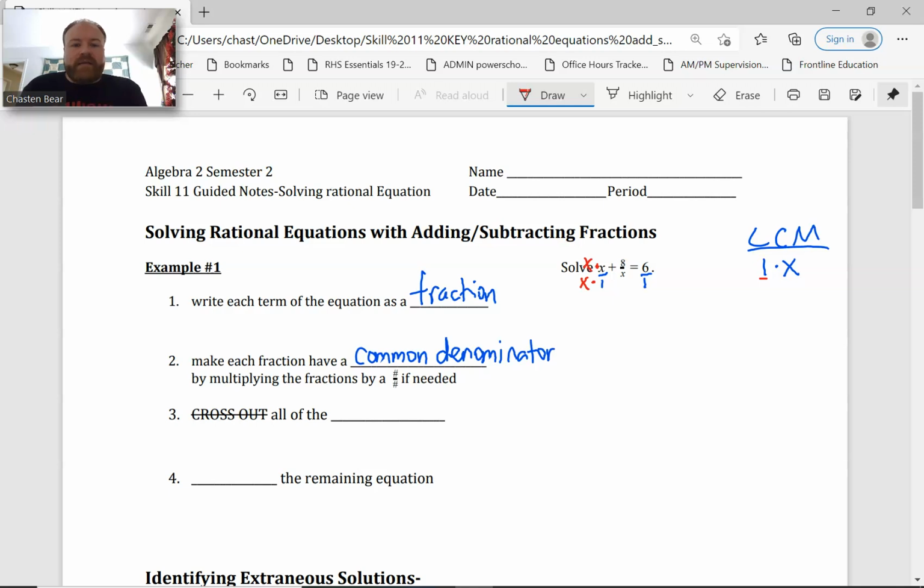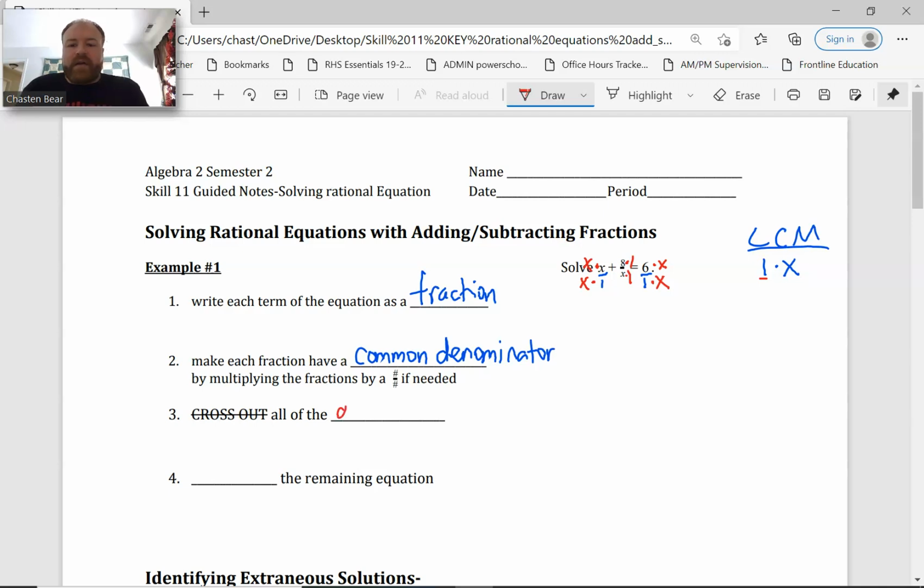The 8 over x, well, I'm missing the 1, but multiplying by 1 is not really helpful. But I'm going to show this because if that had been another number, I would have needed to multiply. And looking at this last part, I have 6 over 1. I've got the 1, I'm missing the x. So now I have the fractions rewritten. So steps 1 and 2 are done.